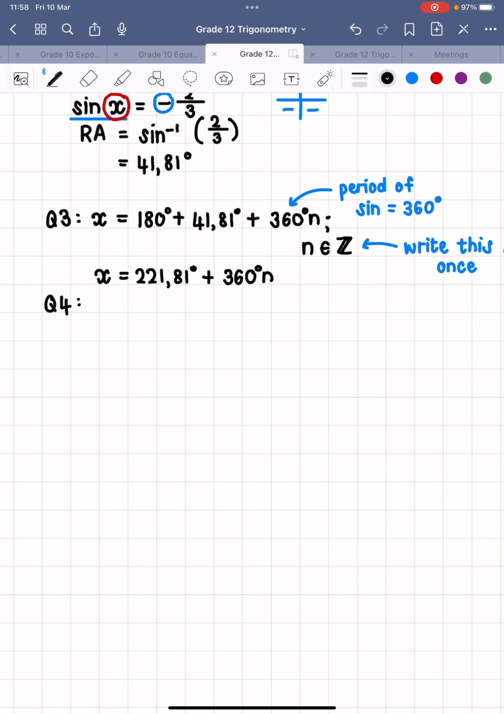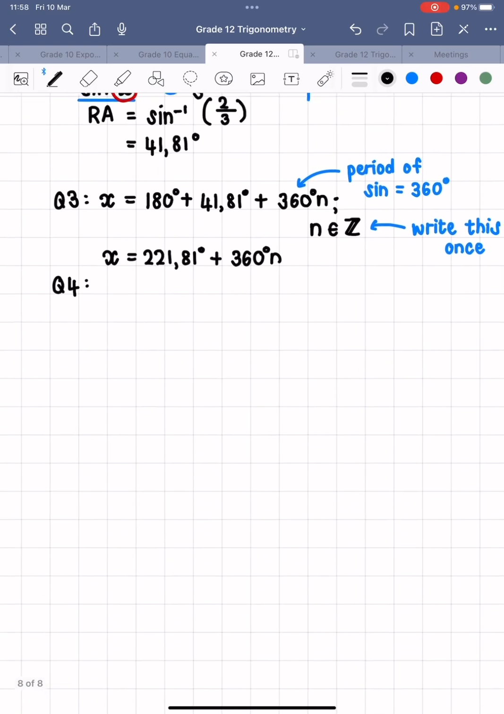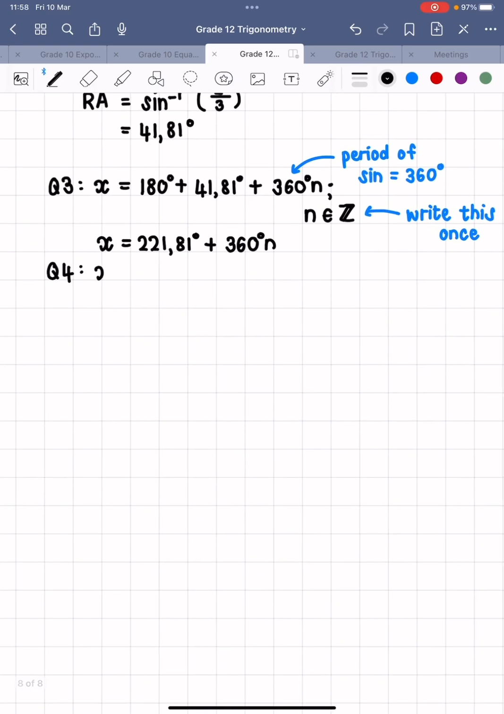What do I do to get an angle in the fourth quadrant? I'm going to say 360 minus the reference angle. So again, the angle that was attached to my sine was just x. So I'm just writing x. And that is equal to 360 degrees minus the reference angle. Again, plus 360n. Guys, that is one thing that you do have to write every single time. The plus 360n, you have to keep writing. 318,19 plus 360n. Guys, if you leave off that 360n even once, they're going to minus a mark.